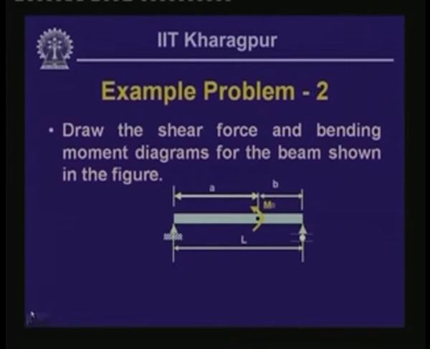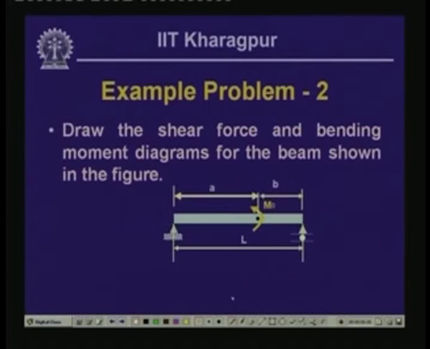Well, now let us look into another example where we have a concentrated moment. We will have to draw the shear force and the bending moment diagram for this particular beam, where we have a concentrated moment at a distance of a from the left end A, and this is B, and from this point up to the point B it is b. The span of the beam, or the length of the beam, is equal to L.